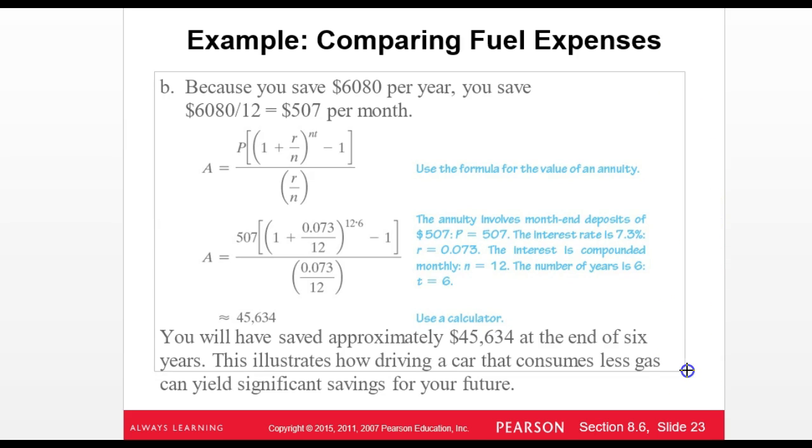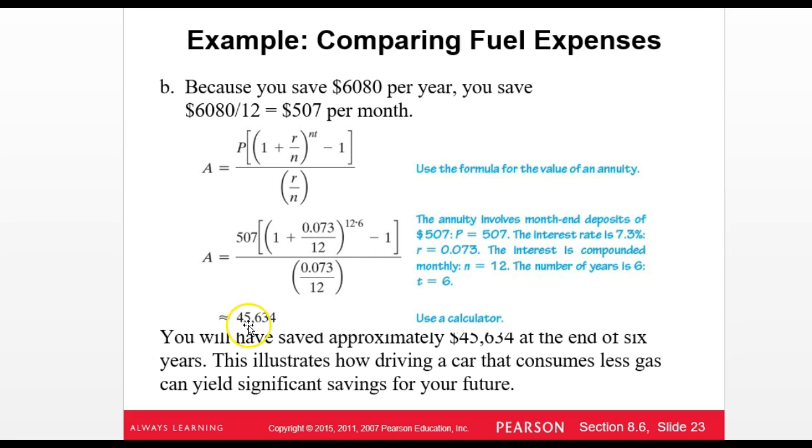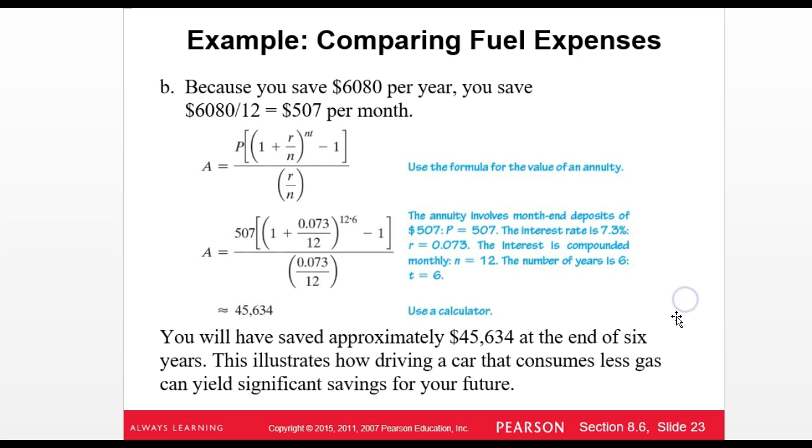we end up with about $45,000 that we could end up with, taking that monthly amount from the $6,080 that we're saving per year. If we divide that by 12, we get the savings per month. If we take that $507, put it into this account we were talking about, and put it in there for 6 years, however long we typically take to pay off a car, that's about $45,000. That's what it would accumulate to, not necessarily that we would save, but it would accumulate to in those 6 years.